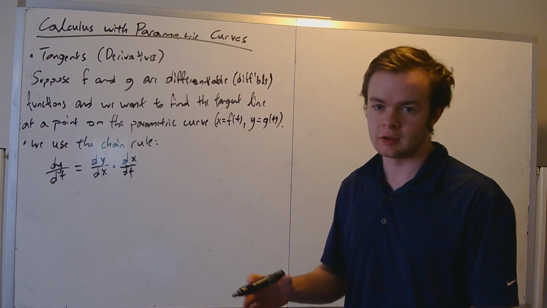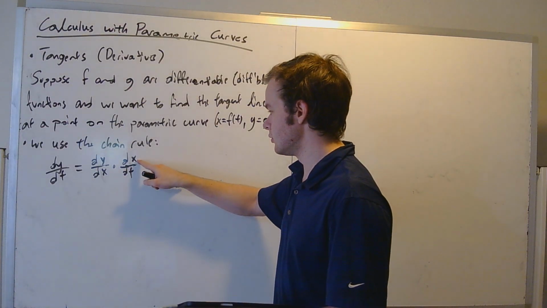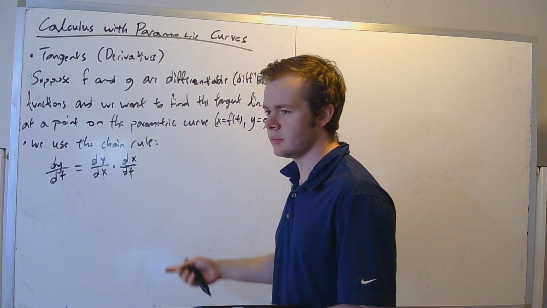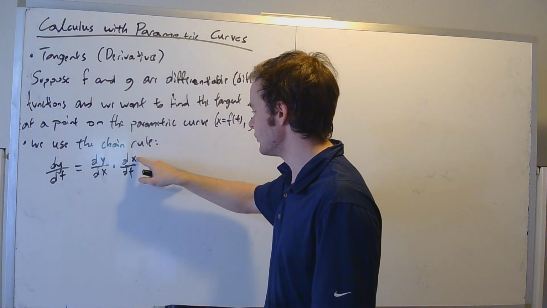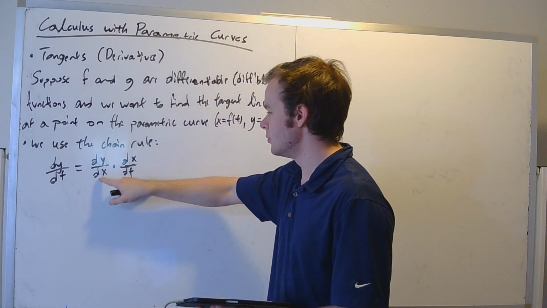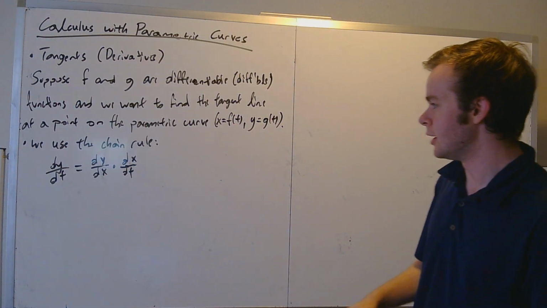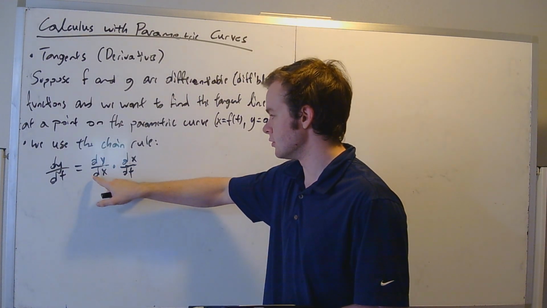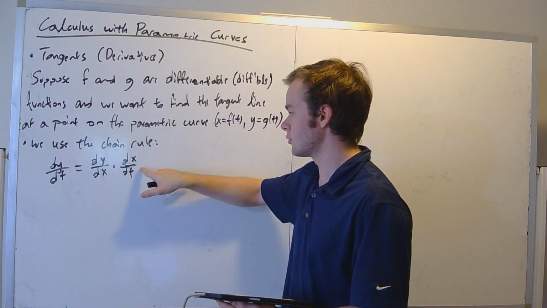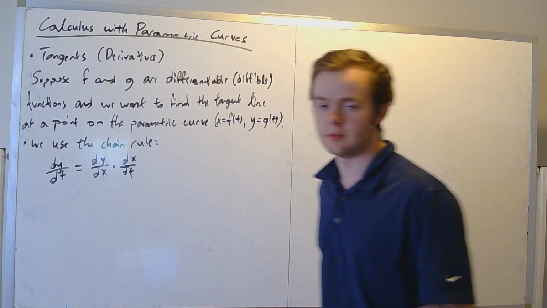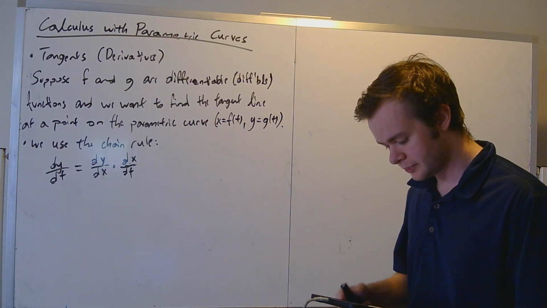You're not supposed to cancel these out, but you can kind of just think of this as if you were canceling them out. So this is what the chain rule says. You take the derivative of y with respect to x times the derivative of x with respect to t. That's the same thing as the derivative of y with respect to t. Okay.